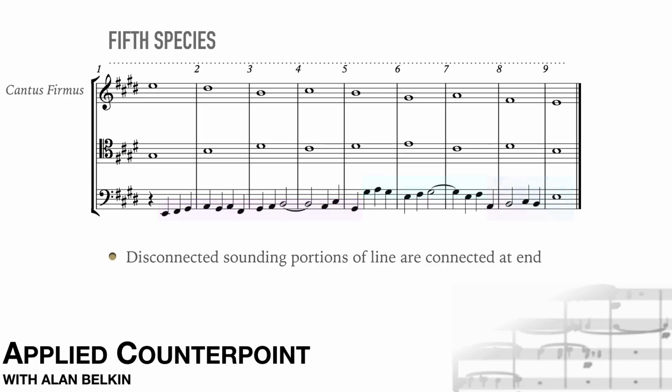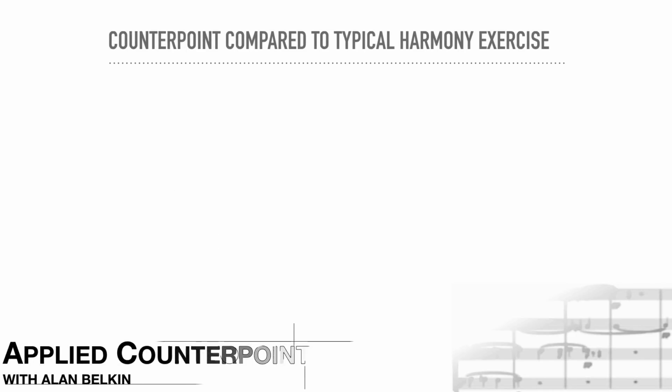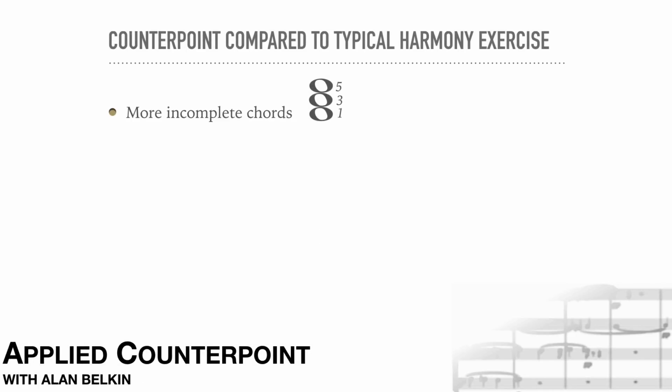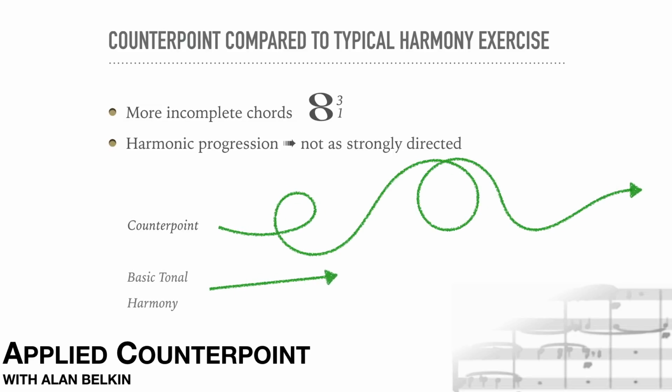It's worth comparing these counterpoint exercises to typical tonal harmony exercises. The most important difference is there are many more incomplete chords here. Rather than including all three notes of the triad, one of them can be doubled instead. This allows for much greater flexibility in organizing the melodic lines. Also, the harmonic progression is not always as strongly directed as in basic tonal harmony. This also allows for more freedom in the choice of melodic tones.